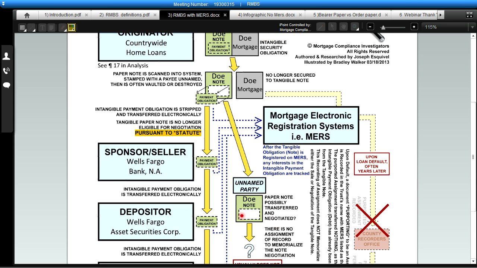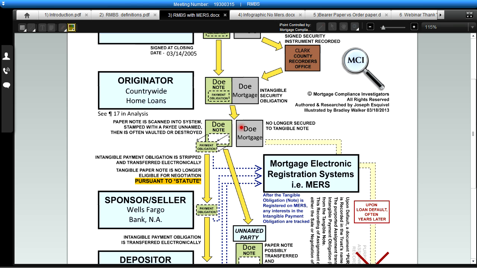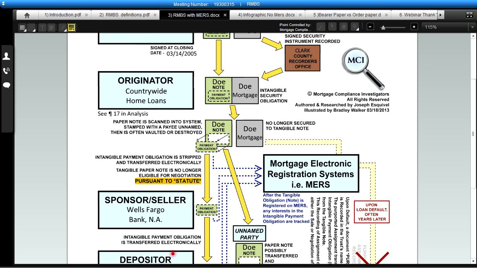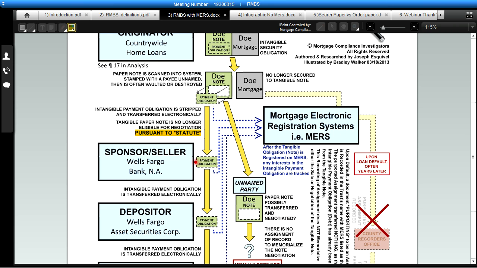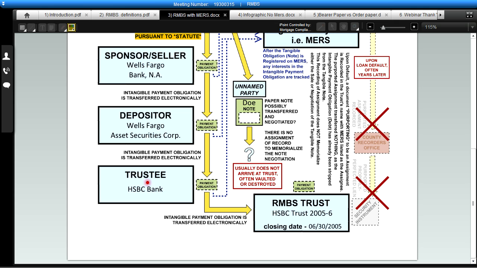So again, we have the originator, who had sold the intangible payment obligation to the sponsor, who had then sold that intangible payment obligation to the depositor, who had then sold that payment intangible obligation to the trustee. And that trustee was holding it for the benefit of the RMBS trust. Now, if you notice, this trust has a closing date. The closing date here is June 30th, 2005.